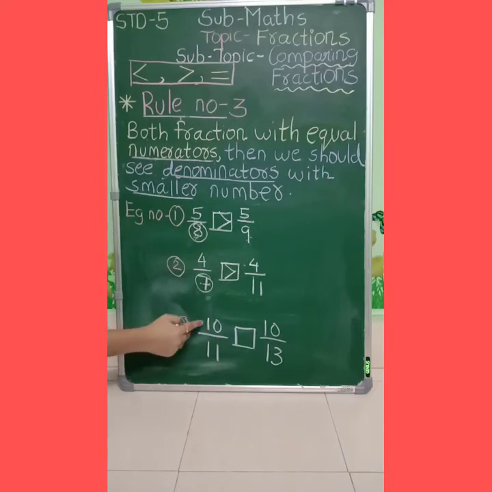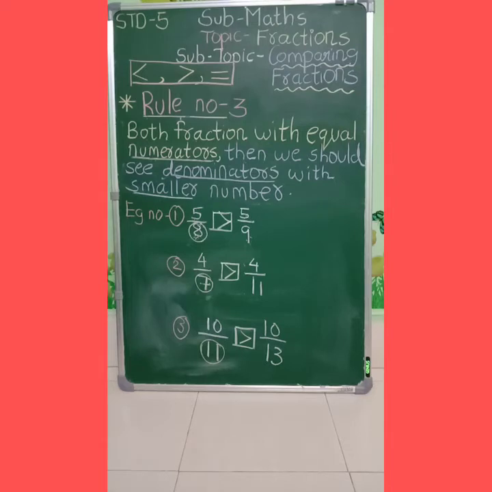Yes, 10 upon 11 and 10 upon 13. Both the numerators are equal. Then which number is smaller? 11 is smaller. So 10 upon 11 is the greater fraction.